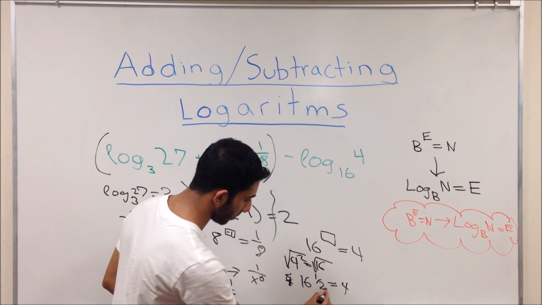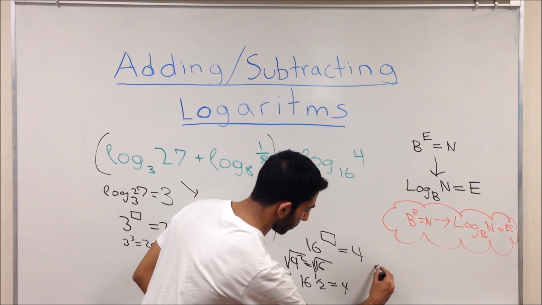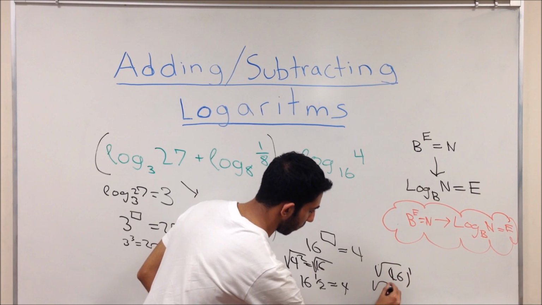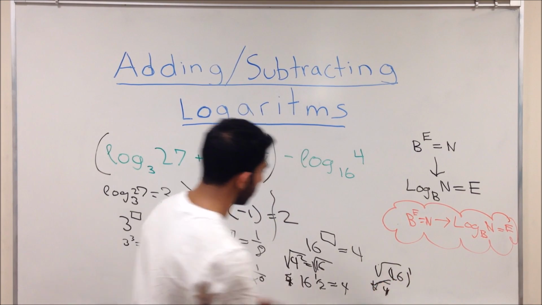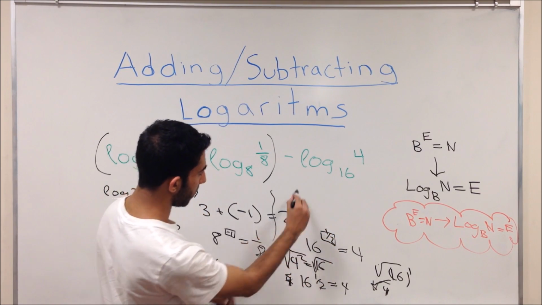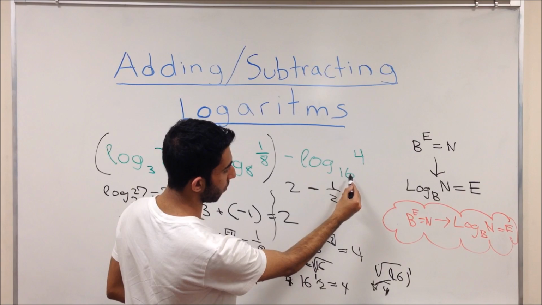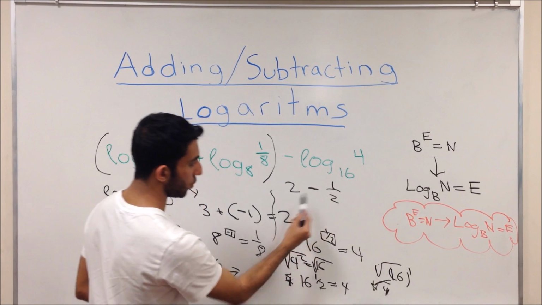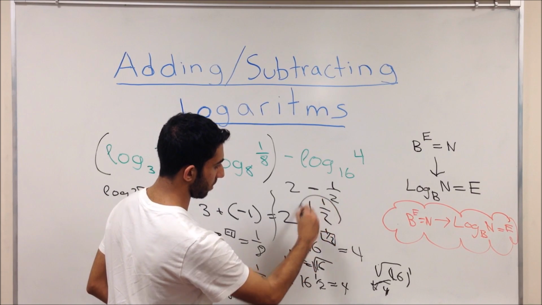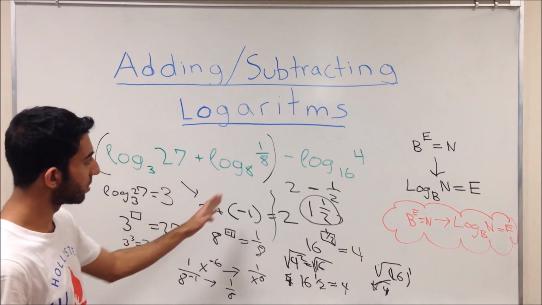Because when you do 16 to the 1/2, you first do the square root of 16, and then you do it to the power of 1, and that gets you 4. So here, it will be 16 to the 1/2. Now we have a 2 here. We will do 2 minus 1/2, because log base 16 of 4 equals 1/2. So 2 minus 1/2 is 1 and 1/2. And this is your final answer after you add first, and then after that you subtract the logs.